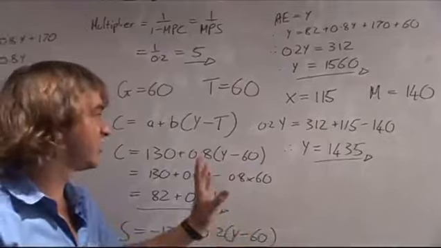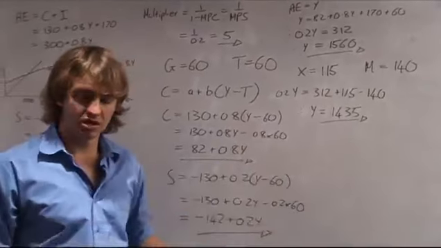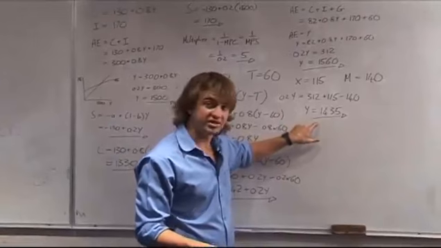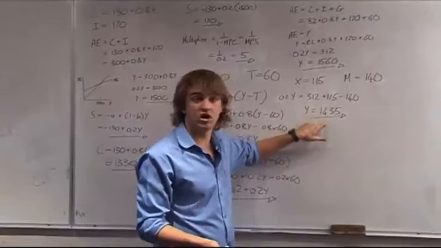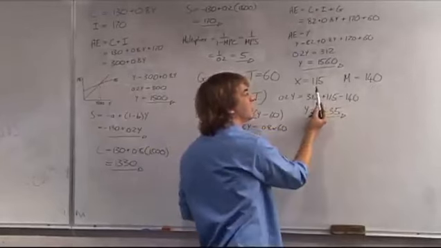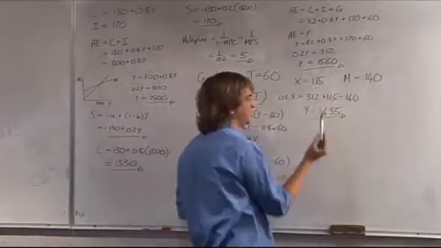These are the equations that you're going to have to do in tests and things like this. So we've worked out the equilibrium with international trade. Can you see it's now a lot lower? And why is it a lot lower? Because your imports, your leakages, were greater than your injections of 115.